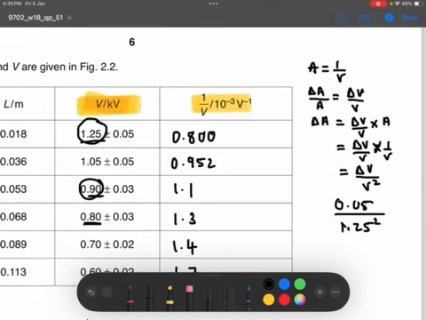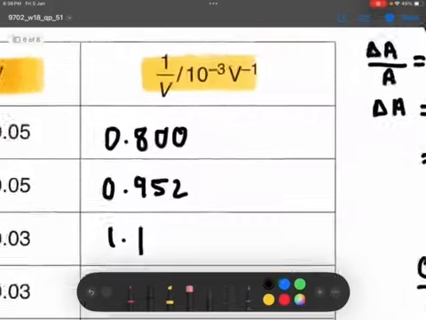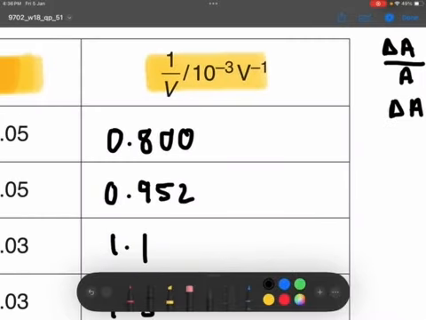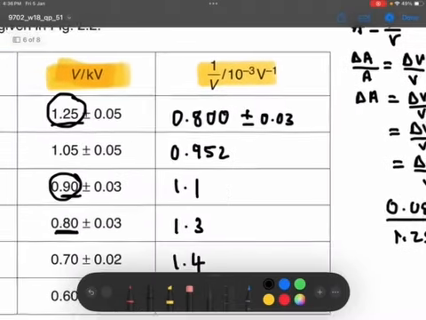So what do I say? 0.05 divided by 1.25 squared. That gives me 0.032. Now my uncertainties, I must always, if it can help, try to keep them to one significant figure. In this case, I'll then write plus or minus 0.03. Then the same thing is done again.